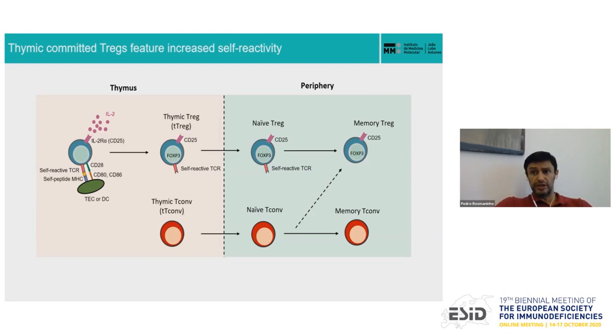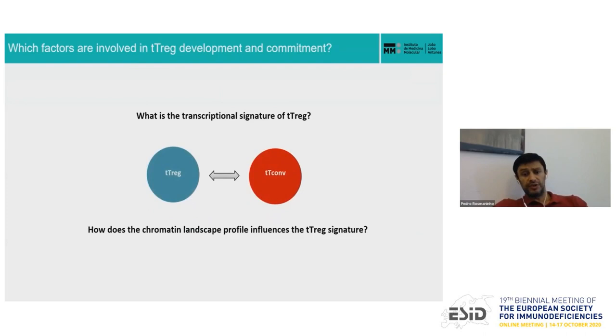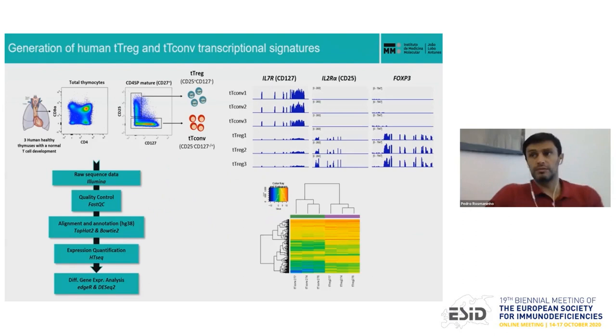Thus, we want to understand which are the factors that are involved in thymic Treg development and commitment. Mainly, we want to understand what is the transcriptional signature of thymic Tregs, and how the chromatin landscape profile of these cells influences the thymic Treg signature, making them distinct from the thymic T-conv. So, to do this, we generated the human thymic Treg and thymic T-conv CD4 single positive transcriptional signatures from three human healthy thymuses with normal T cell development.